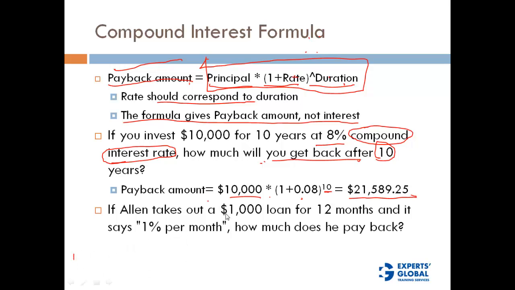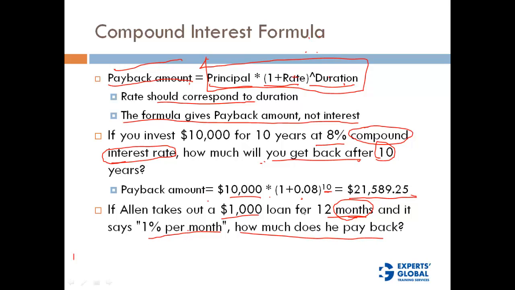Let's look at another example. If Alan takes out a $1,000 loan for 12 months, now it is months, so you have to be careful about the rate. The rate also has to be in months. If Alan takes out $1,000 for 12 months and it says 1% per month, how much does he pay back? So it is compounded monthly. This is called compounded monthly.